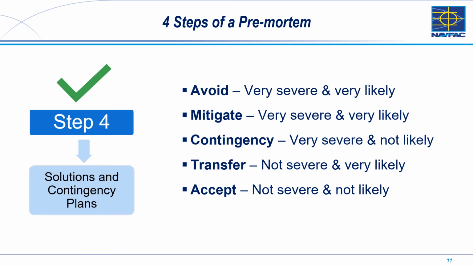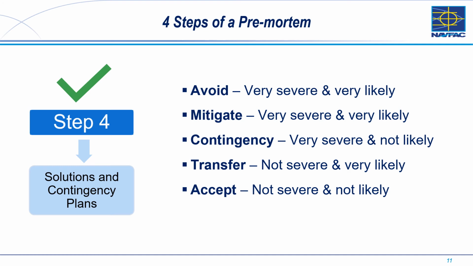The response is dependent upon the type of problem, its probability of occurring, and its potential impact. Let's now review each response. So the first you see is avoid. This is very severe and very likely. The project plan is changed so that it becomes impossible for the problem to occur. This is an appropriate response for high priority issues that are impossible to avoid.